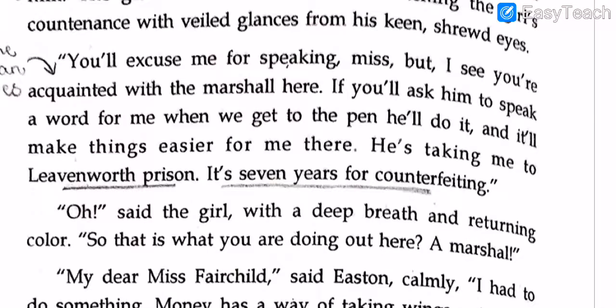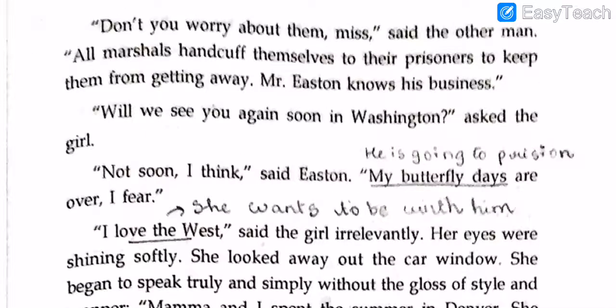Okay, moving on to the next page. "Don't you worry about them, miss," said the other man, the glum-faced man. "All marshals handcuff themselves to the prisoners to keep them from getting away. Mr. Easton knows his business." So over here, the glum-faced man says, hey, don't you worry about the handcuffs. If you're still wondering why we're wearing handcuffs, that's just because, as I said, the marshal always wears handcuffs so that the prisoner does not escape. And that's what Mr. Easton is also doing with the glum-faced man.